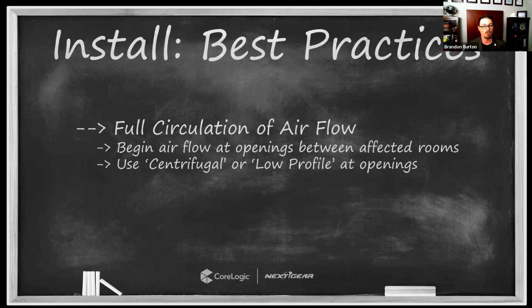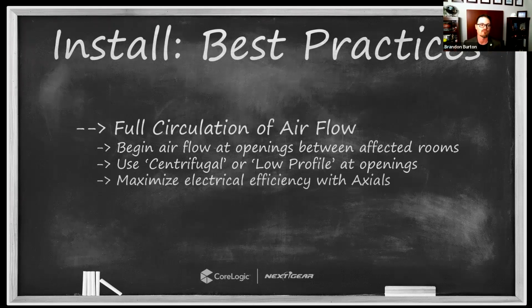Use centrifugal or low profile air movers at those openings because they give you that 90-degree bend, right? That's the reason why we're going to use those. But then for boosting airflow, try to really maximize the electrical efficiency you get from axials. So the rest of that air movement, they could be low profile, they could be axials. I would lean you towards axials because you're going to have the best opportunity for the amount of airflow versus the power consumption. But low profiles are really good at that too. They're also very, very energy efficient. What I would steer you away from is using that traditional air mover for all of this because you're going to run out of power very, very quickly if you do.